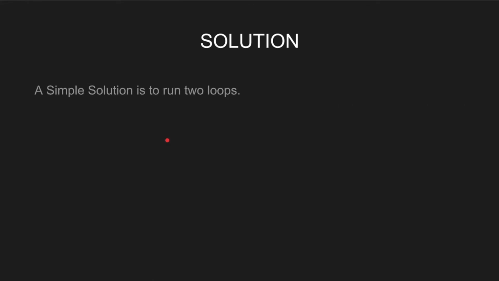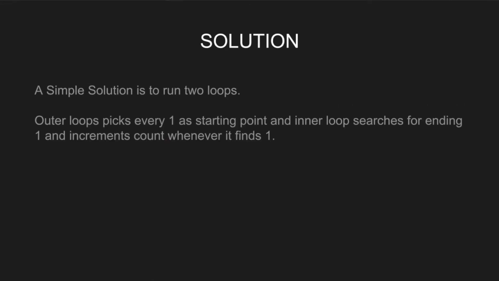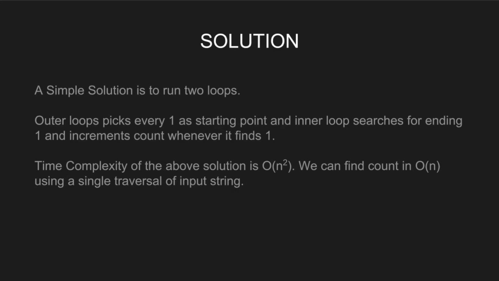A simple solution is to run 2 loops. The outer loop picks every 1 as a starting point, and the inner loop searches for an ending 1 and increments the count whenever it finds a 1. The time complexity of the above solution is O(n^2).